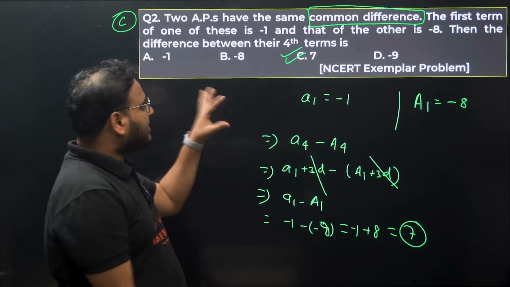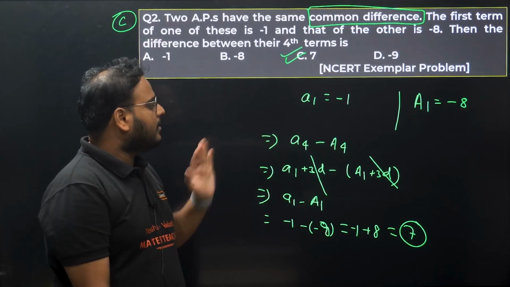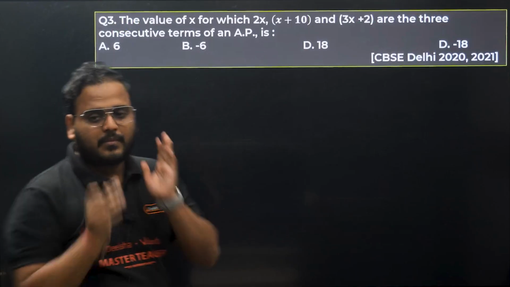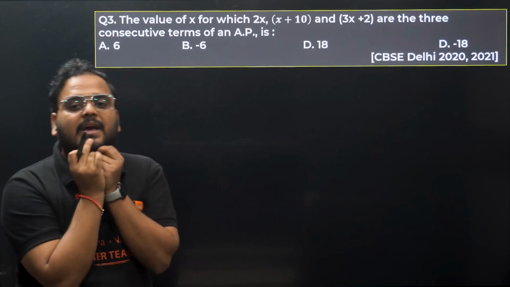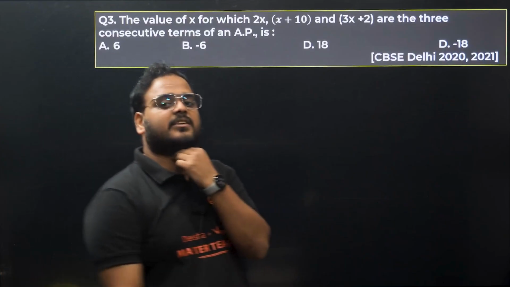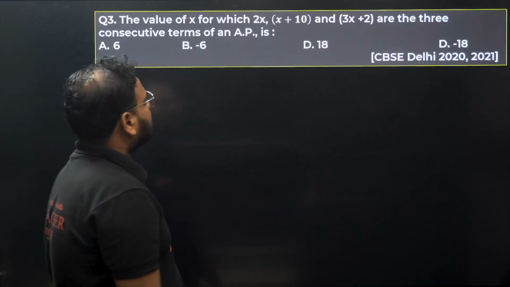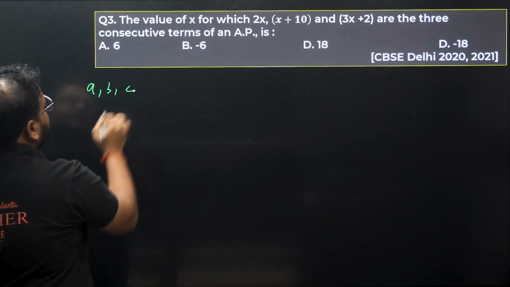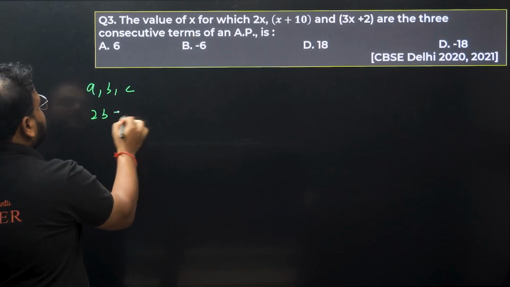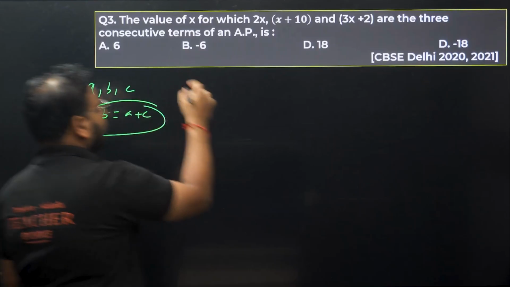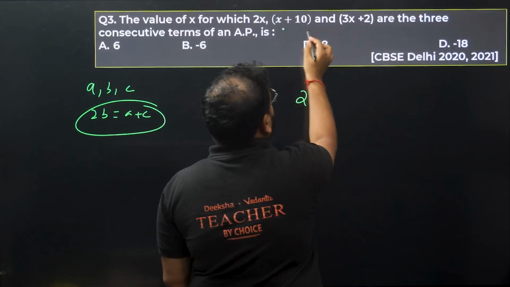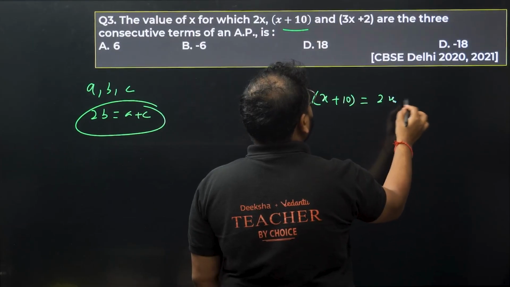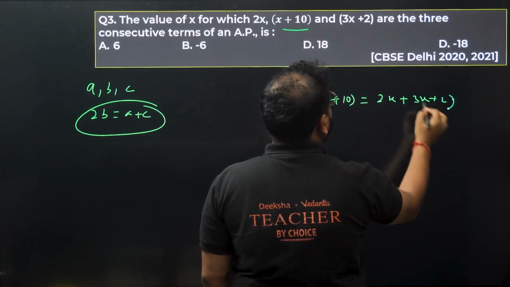So read the question very carefully before making any assumption in the problem. Okay. Next is question number 3. The value of x for which 2x, x plus 10 and 3x plus 2 are 3 consecutive terms of an AP. Okay, same condition, 3 consecutive terms. So we have A, B, C in AP. It means twice B equals A plus C. Use it over here. Twice of middle term, x plus 10, equals 2x plus 3x plus 2.